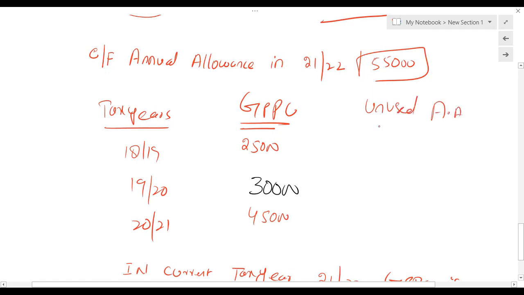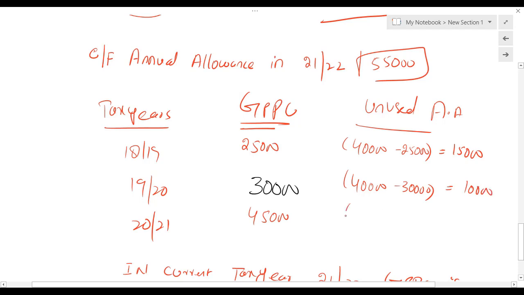Unused annual allowance. We have the limit of 40,000 and previously he has contributed 25, which means unused is 15,000. 40, the contribution was 30, so unused is 10,000. 40, the contribution was 45. I'll deduct 40, I'm going to get 0. So actually in 2021, contribution was 45. Okay.